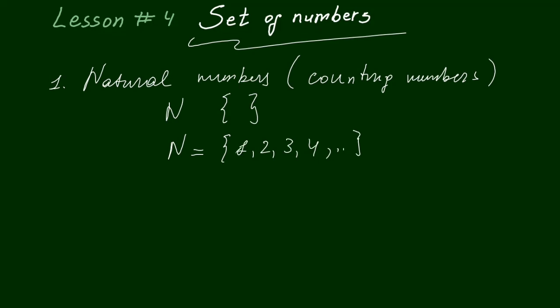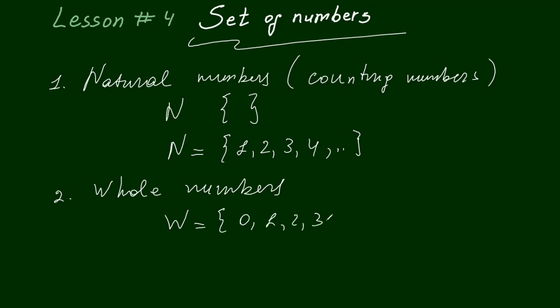If we add 0 to this set, we get the set of whole numbers. So the second number set is the whole numbers. I write here whole numbers, and this number set is designated by the symbol W, and W equals, in roster notation, {0, 1, 2, 3, 4, and so on}.